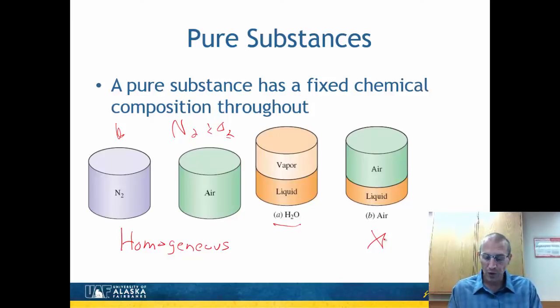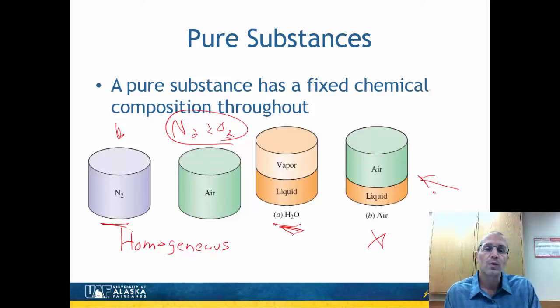So sort of as a review, if you have one element or one molecule, like pure nitrogen or pure water, it's going to be a pure substance. If we have a mixture of elements, but we're in one phase, we are also a pure substance. As soon as we have more than one phase and more than one element or molecule, we are not a pure substance.